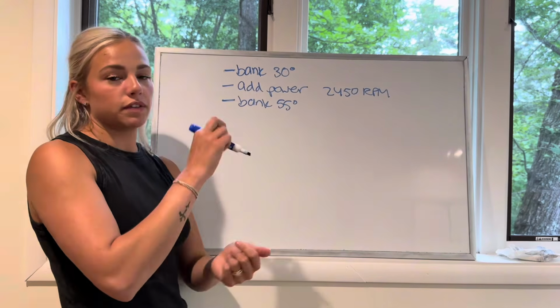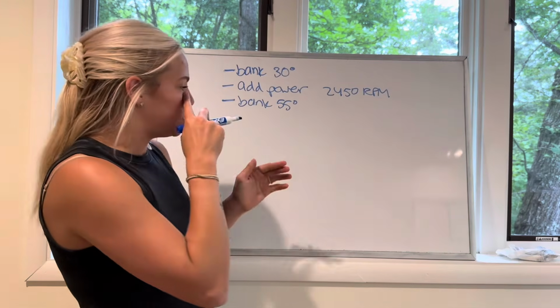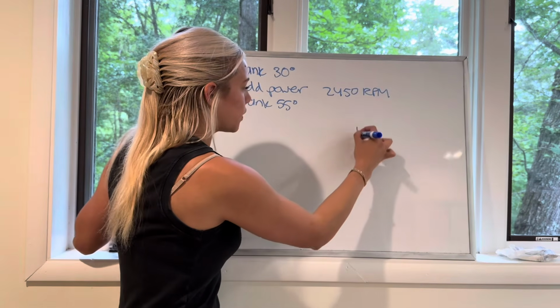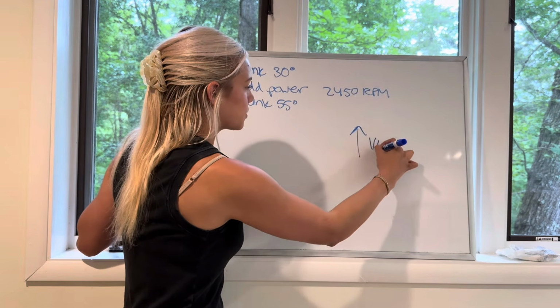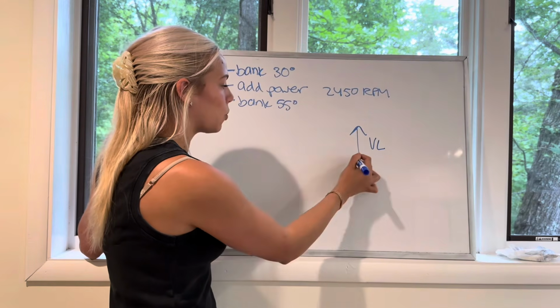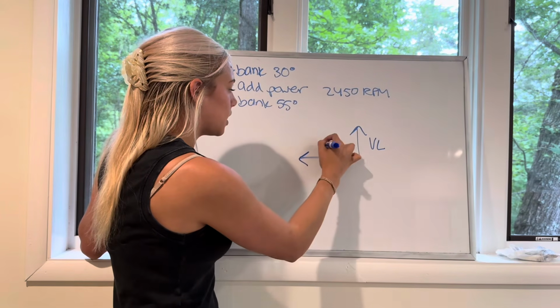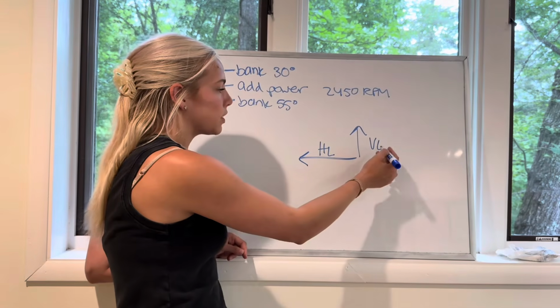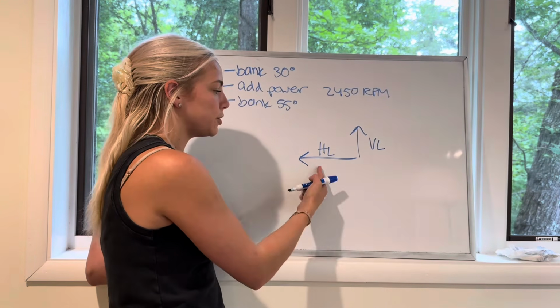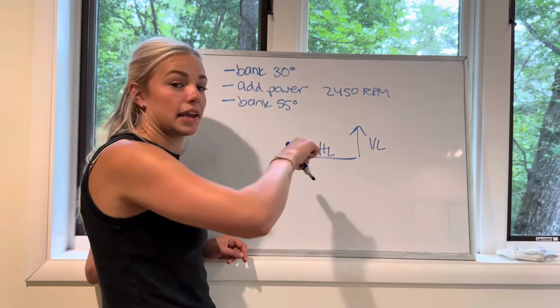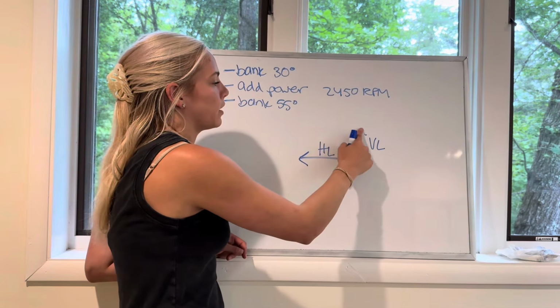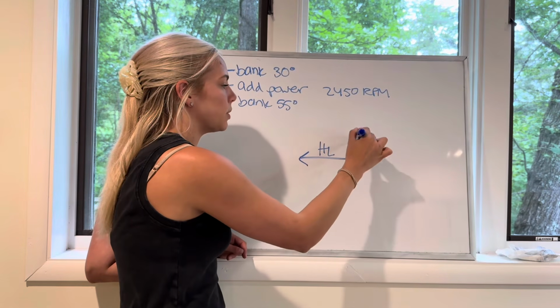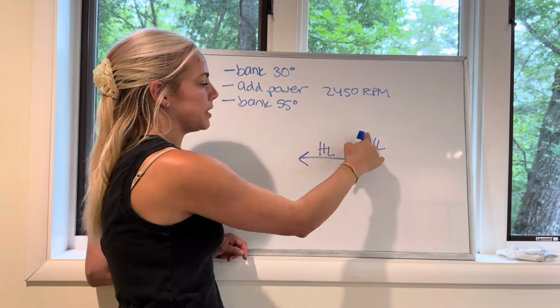we bank to 55 degrees, we're losing vertical lift. When we add in bank, we're also contributing to our horizontal lift. So part of this vertical lift is getting contributed to the horizontal lift because we're banking so much. So we're losing the vertical lift. Before it was up here, it's now going to be down there.